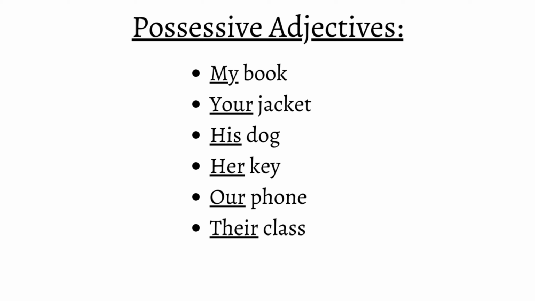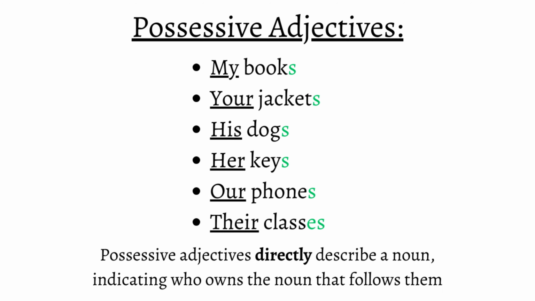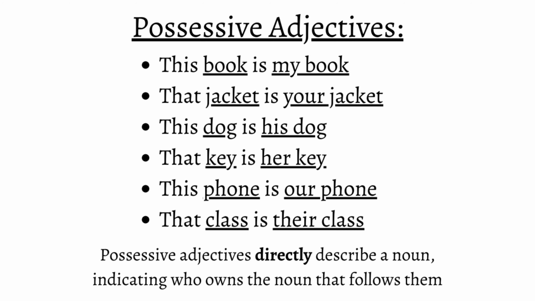Likewise, these adjectives can refer to plural nouns. My books, your jackets, his dogs, her keys, our phones, and their classes. Now, generally, possessive adjectives directly describe a noun, indicating who owns the noun that follows them. In such a case, these sentences can extend, making the flow of information more specific, like, this book is my book. That jacket is your jacket. This dog is his dog. That key is her key. This phone is our phone, and that class is their class.